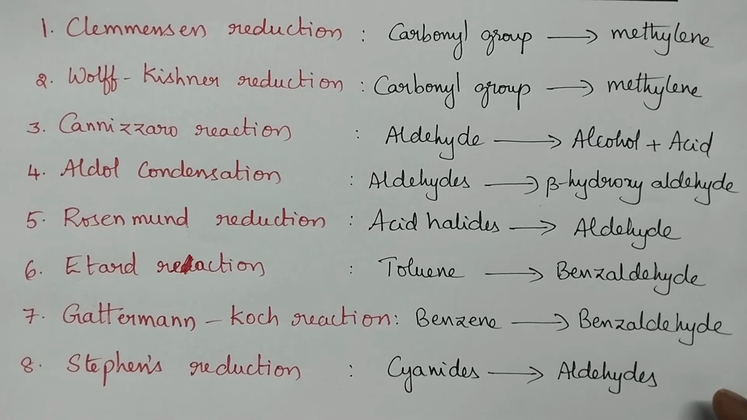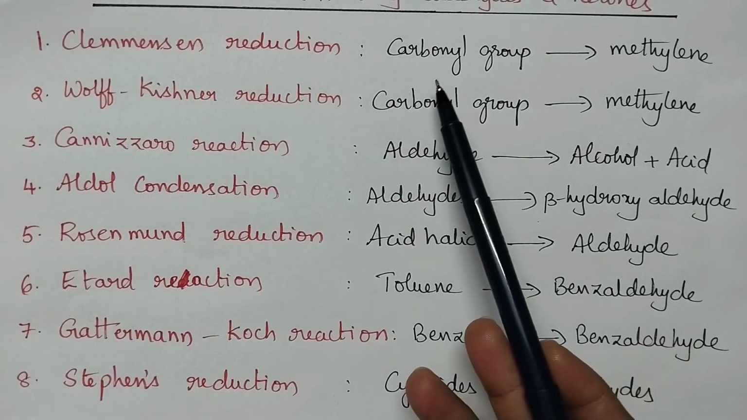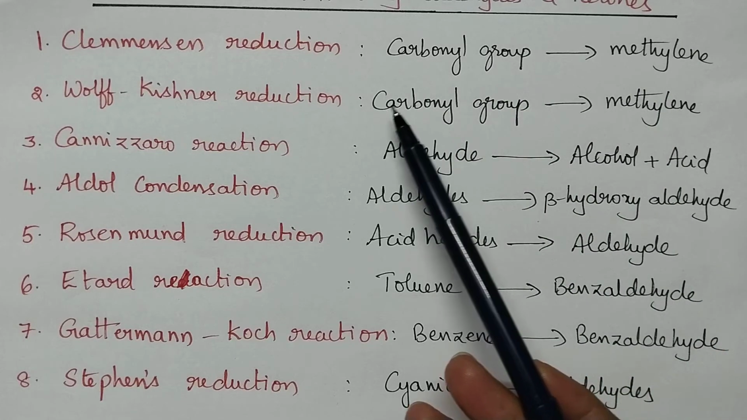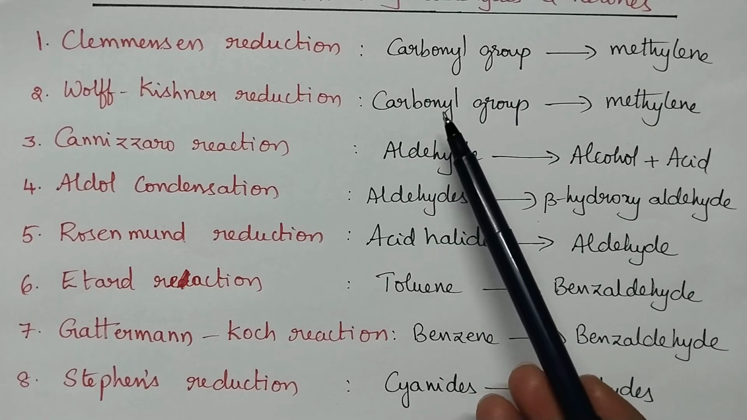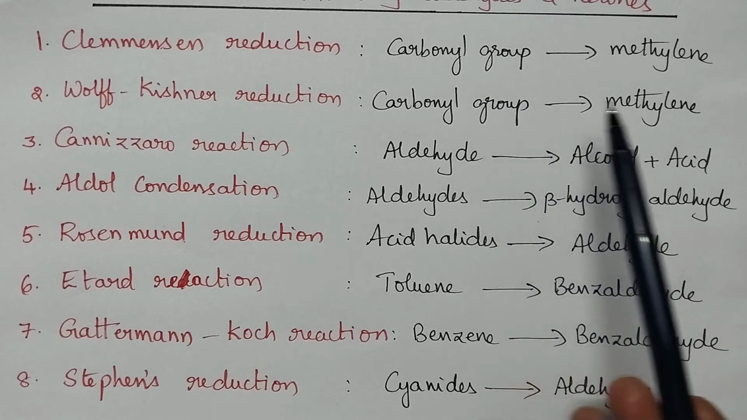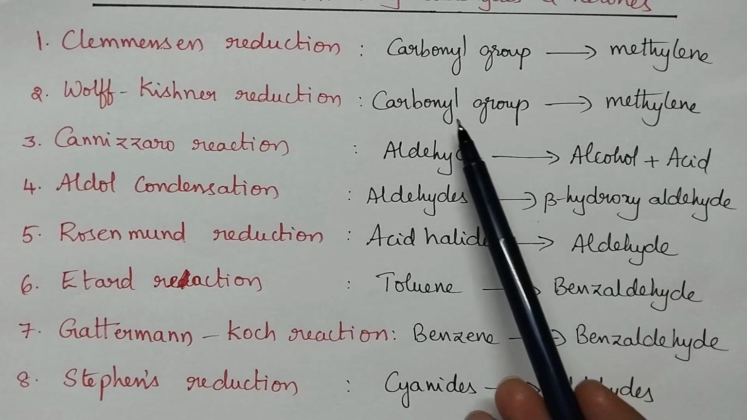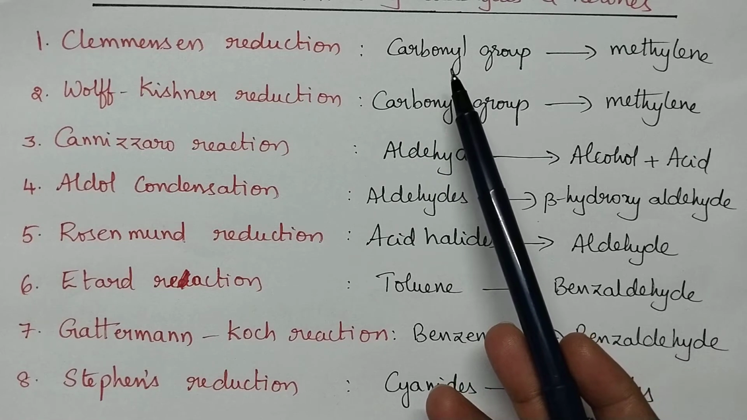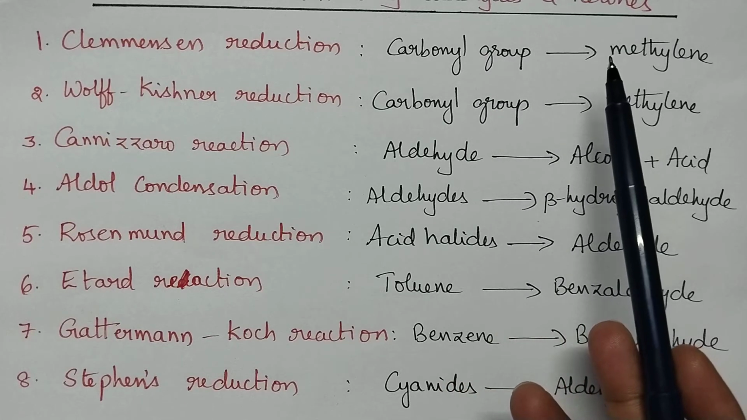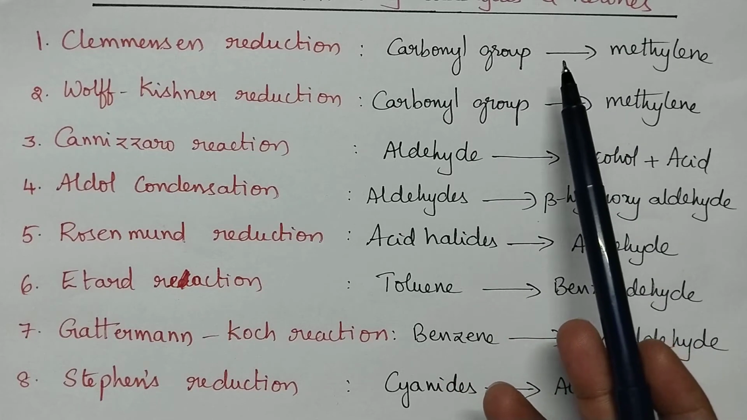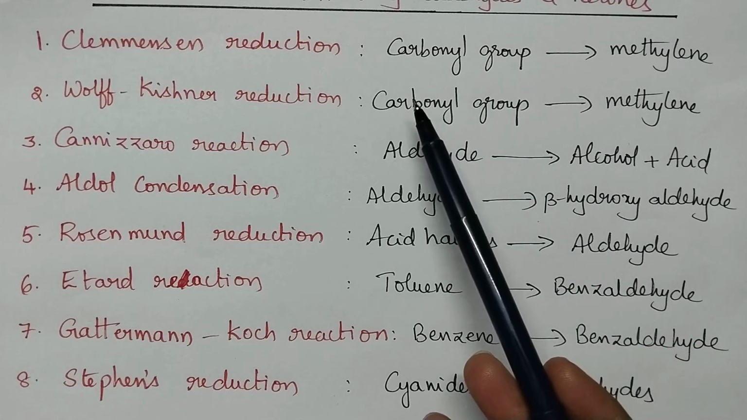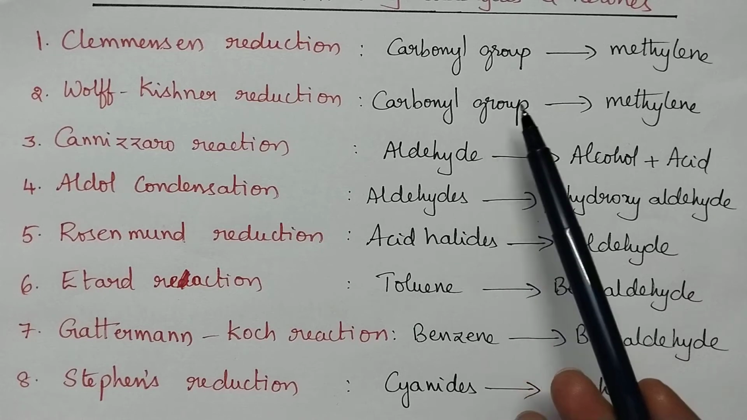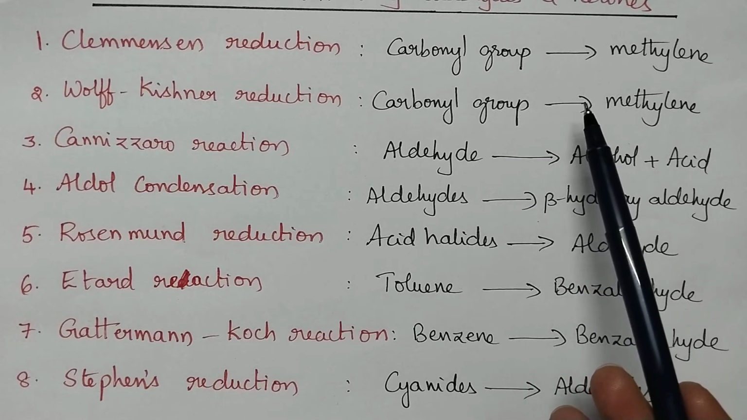Coming to the Clemmensen reduction, it involves the conversion of carbonyl group into methylene group. And coming to the Wolff-Kishner reduction, it also involves the conversion of carbonyl group into methylene group. The only difference between the Clemmensen reduction and Wolff-Kishner reduction is, in the case of Clemmensen reduction, the carbonyl group is converted into methylene group in the presence of amalgamated zinc and acid. Coming to the Wolff-Kishner reduction, here the reduction takes place in the presence of hydrazine supported by the alkali.